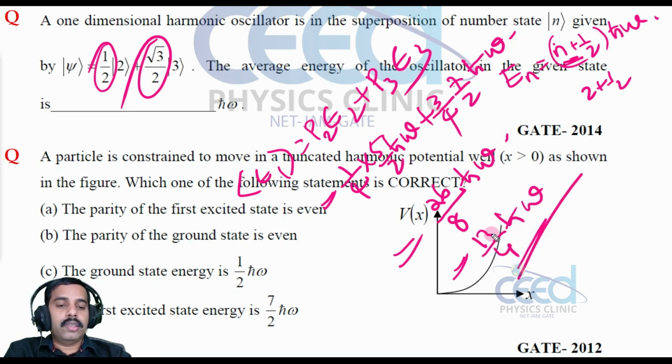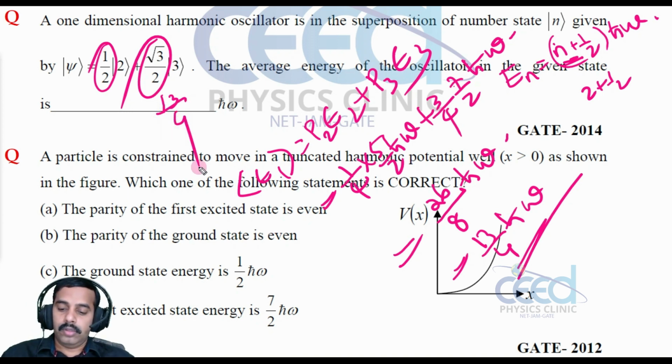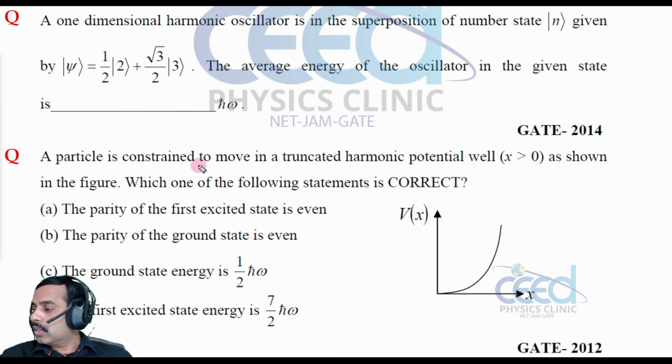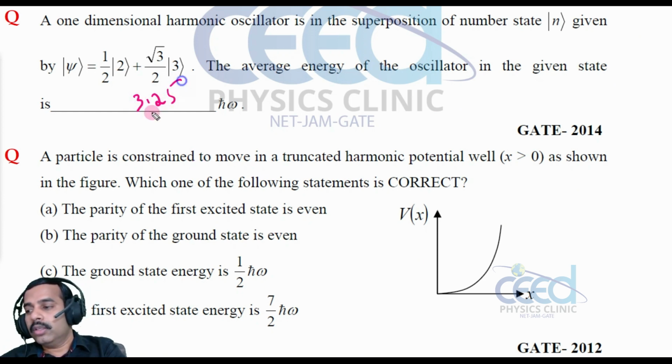So that is 3 point something, right? So you have to write 13 by 4 here. All right. Now, that is 3.25. You can write this as 3.25.